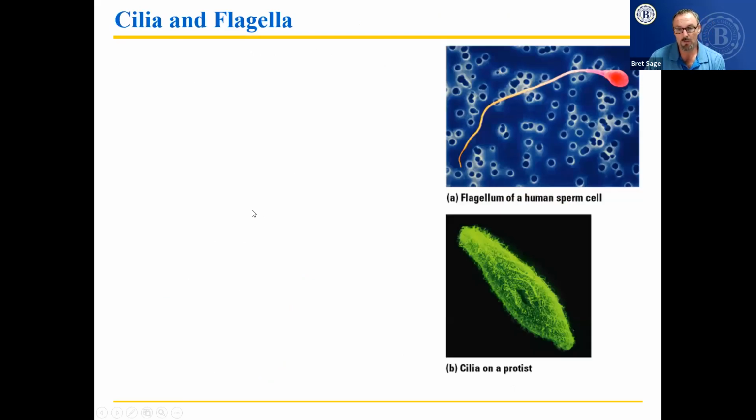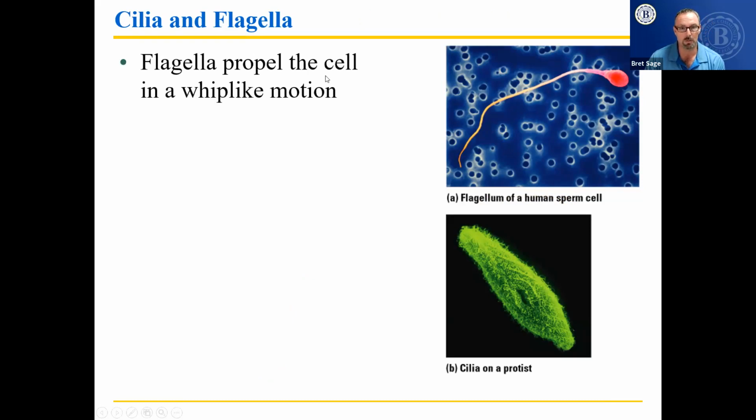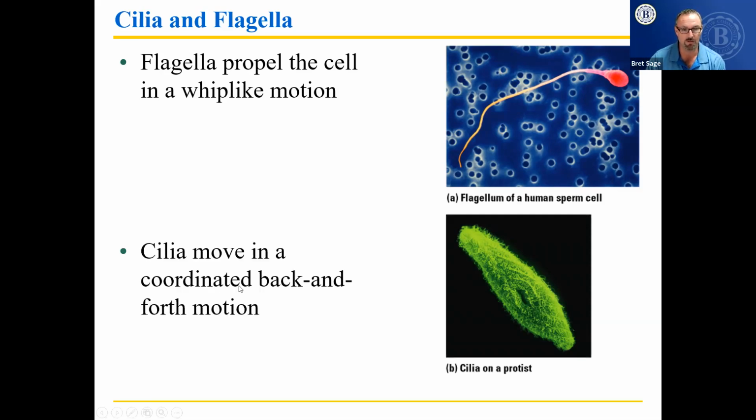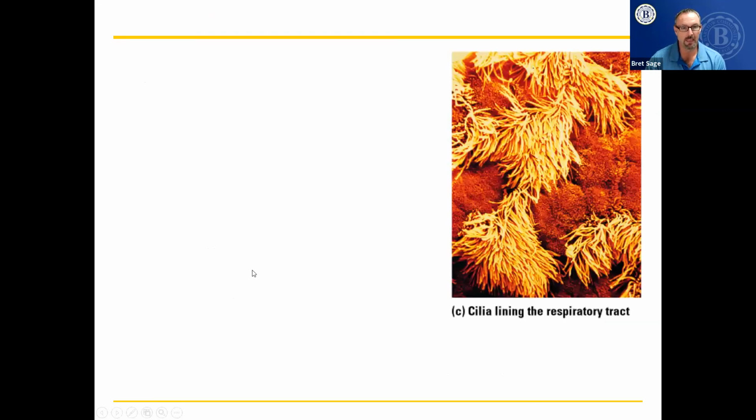Cilia and flagella. Only one cell in the human body has flagella, and I'm sure you can guess what it is. It's the sperm cell, and only half of us have one, or some, which are males. Flagella propel the cell in a whip-like motion, kind of spins around this way, pushing it like a propeller. And then cilia move in a coordinated back and forth motion. So imagine all these little cilia kind of doing this, and that helps the cilia on this paramecium protist swim through the water.